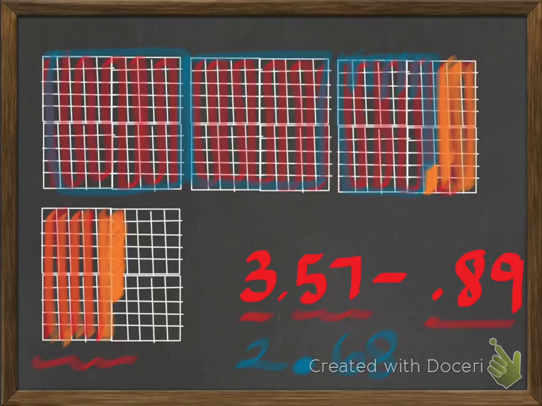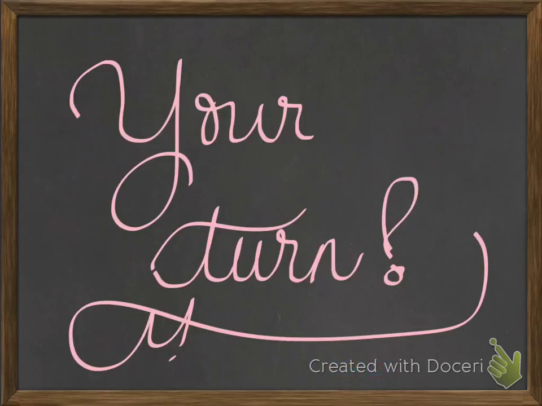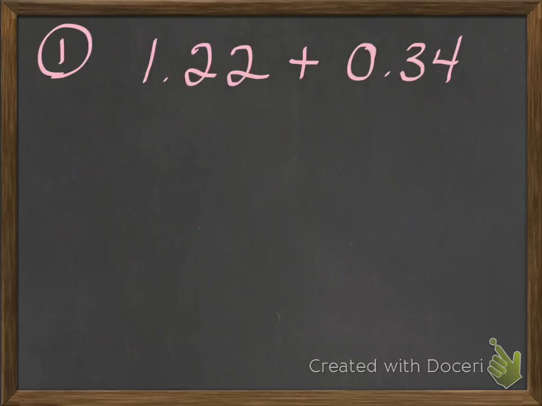That's my answer. Okay, now it's your turn. See if you get these right using your grids. 1 and 22 hundredths plus 34 hundredths. Use your grid to solve the problem and see if you can find the solution.